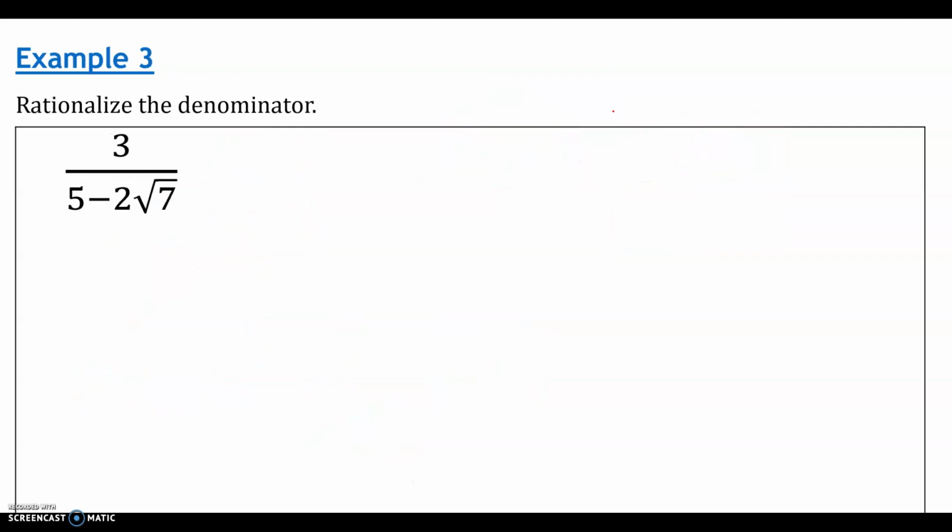Okay, let's do this one. You have 3 over 5 minus 2 radical 7. And if you notice, all of these numerators have just been whole numbers. And our last example, it's probably going to be the most difficult because it's going to be more than just a whole number. So the conjugate for this problem is 5 plus 2 radical 7. And finding the conjugate is always the easiest thing. It's just knowing what to do after that.